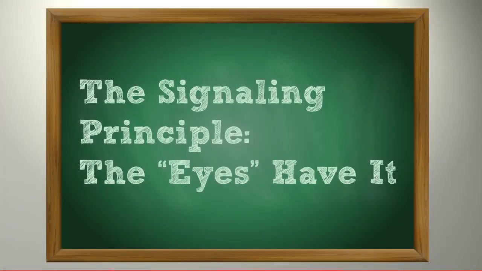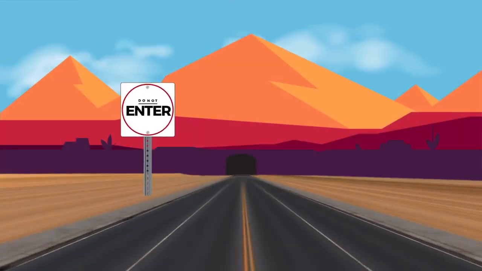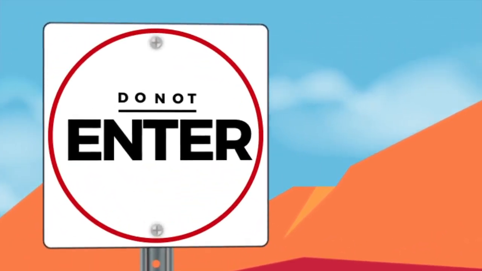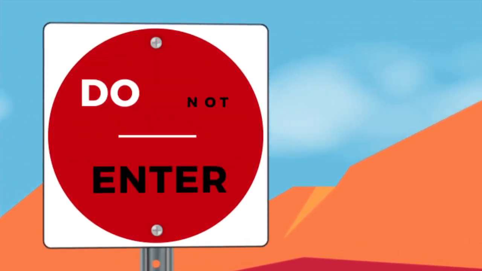When it comes to the signaling principle, the eyes have it. It's critically important to visually highlight the important stuff. Maybe instead of this, they should have done this.